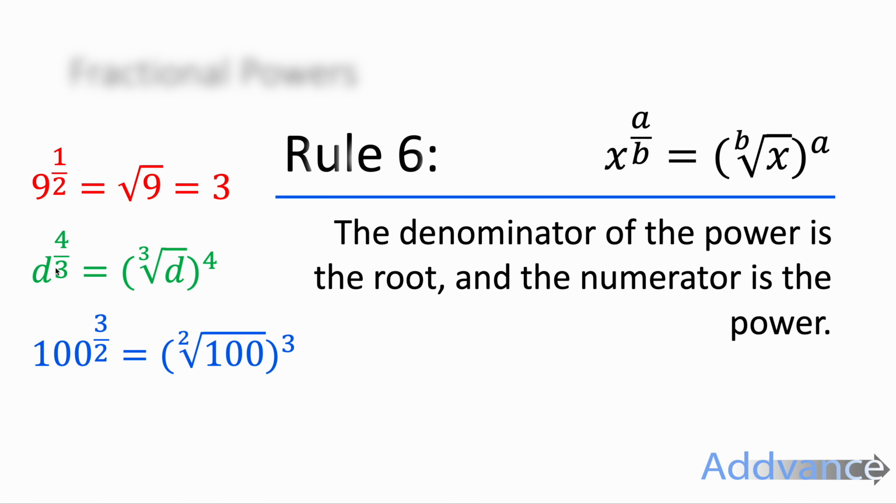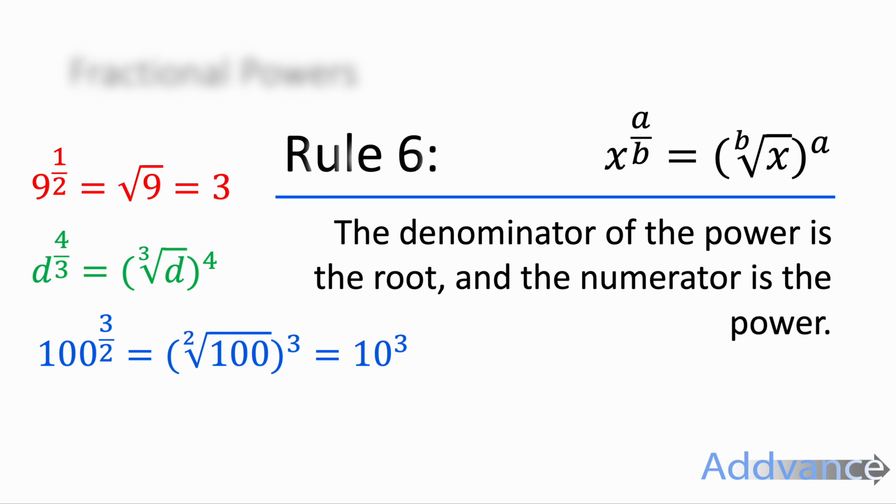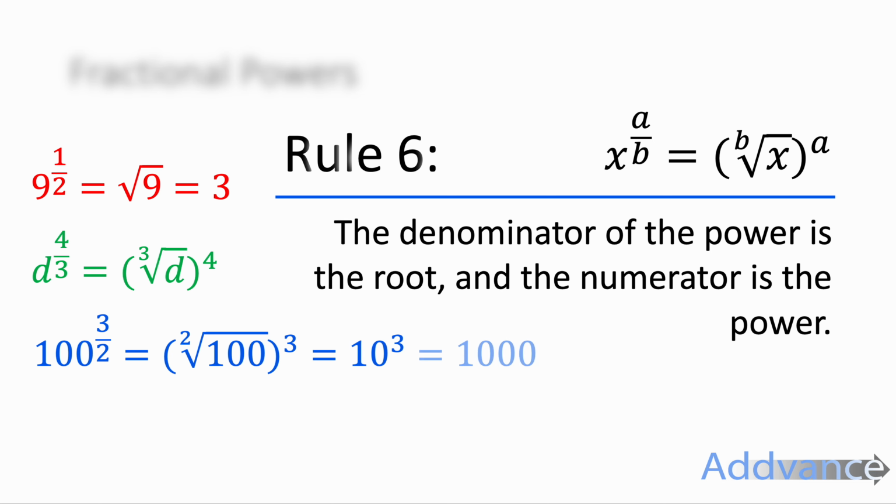D to the power 4/3 will be the cube root of d to the power 4. Notice how you're rooting it by the denominator and powering it by the numerator. And finally 100 to the power 3 over 2. You root it by 2 and power it by 3. The square root of 100 will be 10, and 10 to the power 3 will be 1000. And so you can work these out step by step. It just depends on you seeing the pattern of fractional powers.